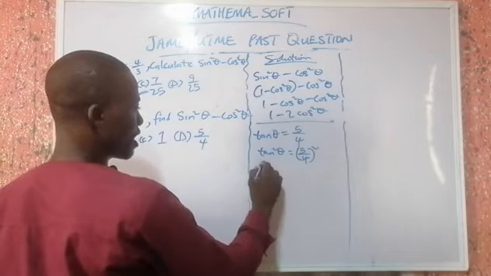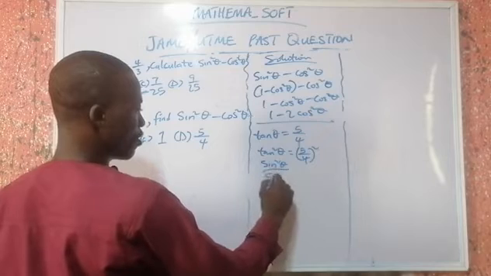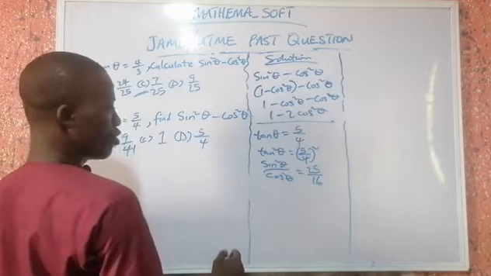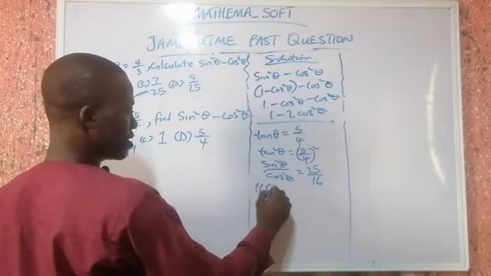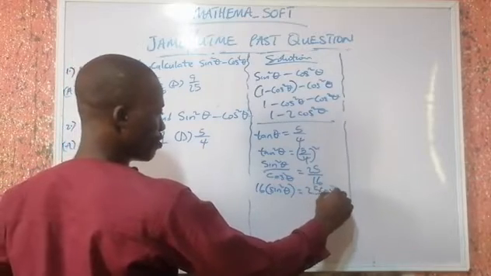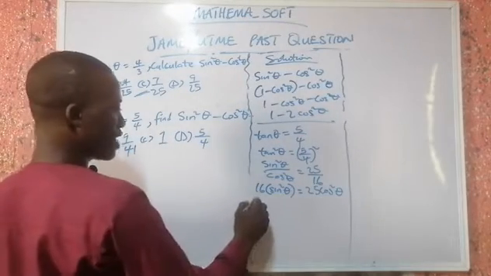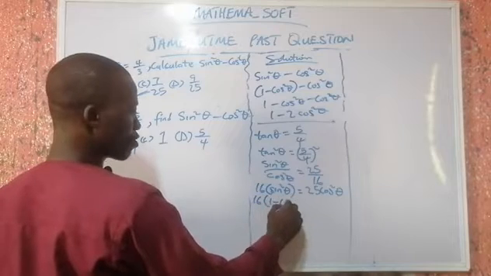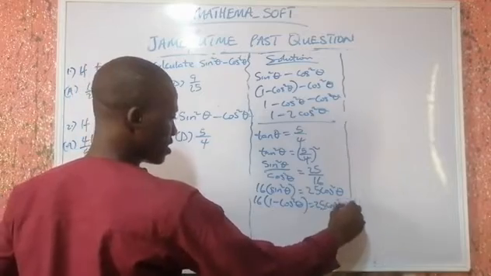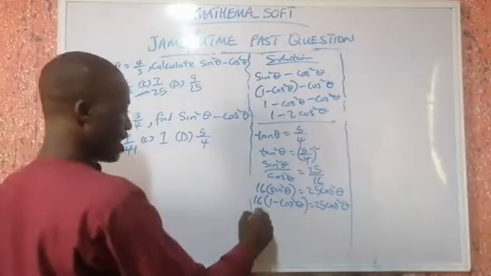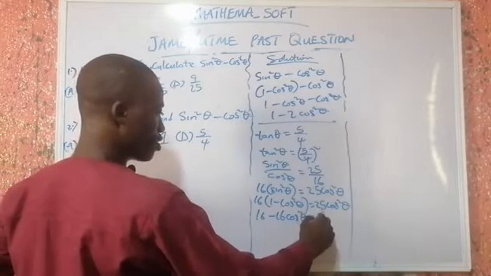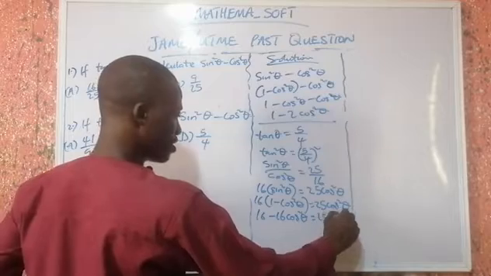So my tan squared theta, which means sine squared theta over cos squared theta, is now equal to 25 over 16. So let me cross multiply: 16 sine squared theta equals 25 cos squared theta. Don't forget, it is sine squared theta that we replace. So that will be 16 times (1 minus cos squared theta) equals 25 cos squared theta. I hope you are following. And then we have 16 minus 16 cos squared theta equals 25 cos squared theta.